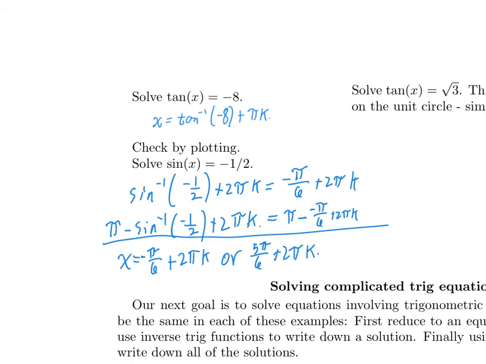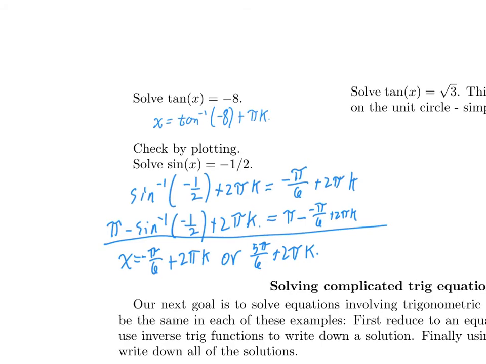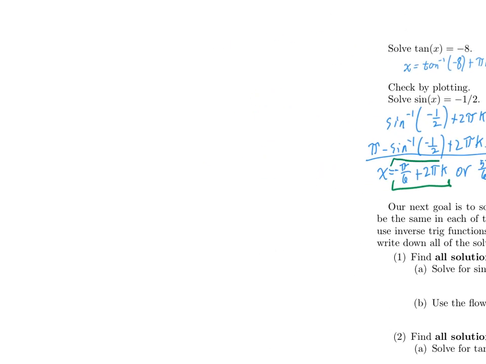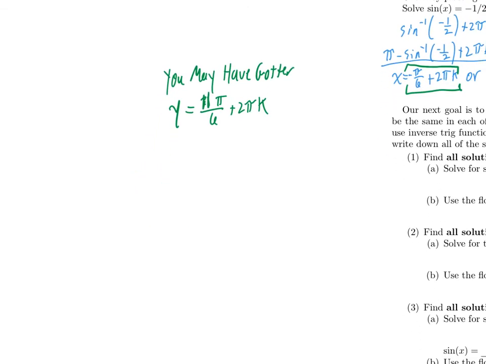Now, those of you who went and did this one on your own may have found a different looking family of solutions. Instead of this family of solutions, I'll do this off to the side, you may have gotten x equal to 11 pi over 6 plus 2 pi k. But let's compare these.